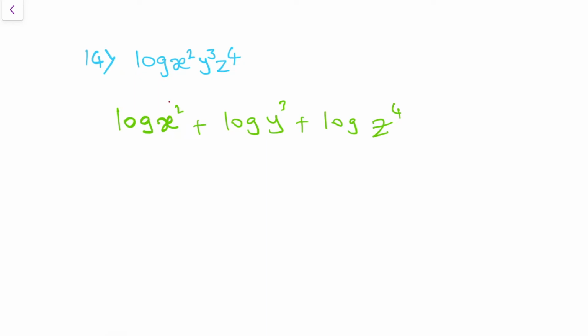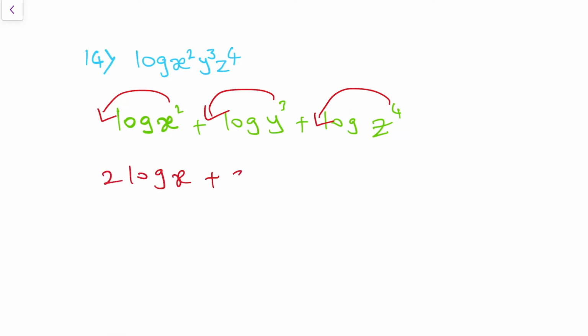Now these numbers, I mean the powers, will come to the front. So it will become 2 times log x plus 3 times log y plus 4 times log z. This is the expanded form of the given logarithm.